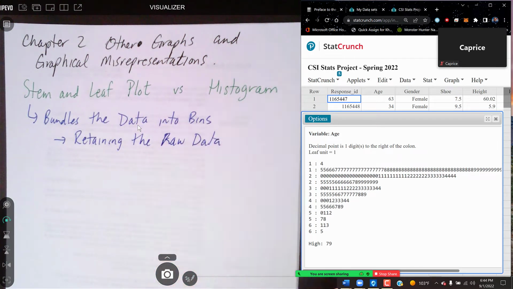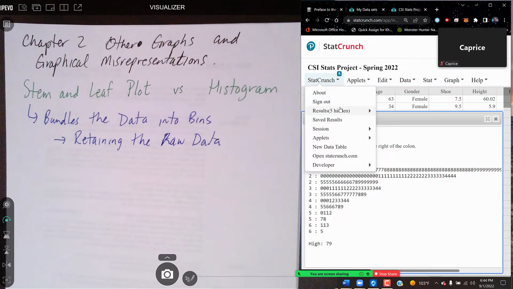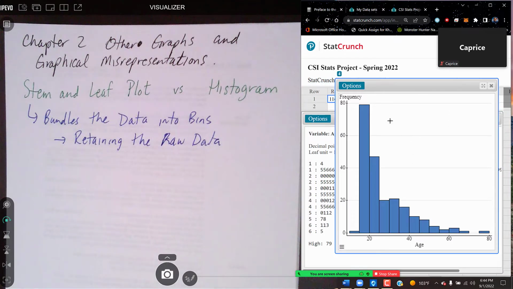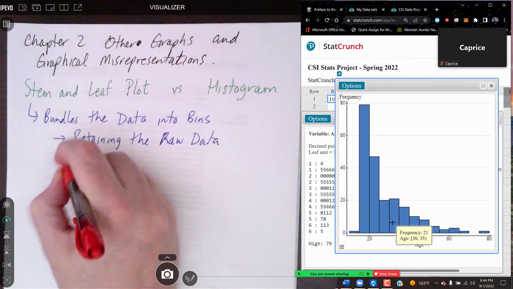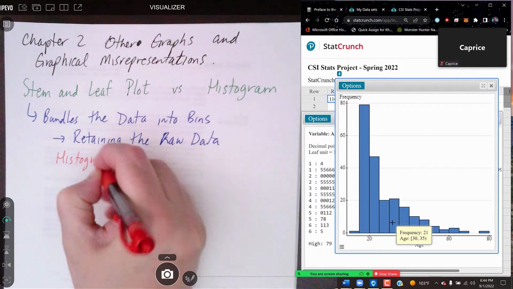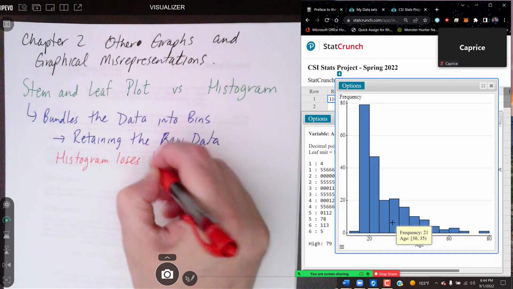I was able to pull out that there were 3 30s right here, but if I look at the histogram, this is the 30 column. I can't identify that there were 3 people aged 30. So the histogram loses the data. It just summarizes it. So the histogram loses the raw data, just gives a summary.